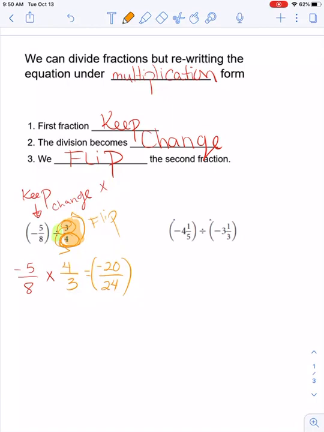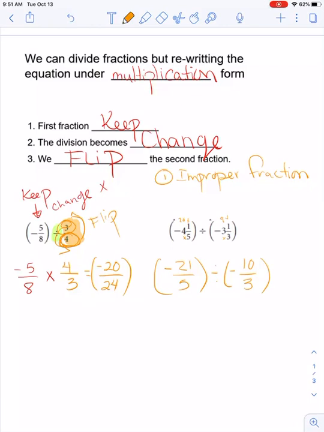If I have fractions with mixed numbers, the first step to do with fractions is always to rewrite them as improper fractions. So it's a negative, I'm going to put my negative there. 5 times 4 gets me 20, plus 1, 21 over 5. I have another negative. 3 times 3, 9, plus 1, 10 over 3.